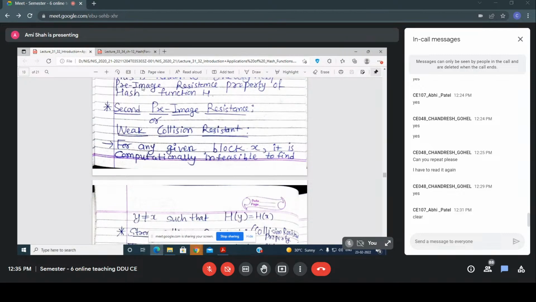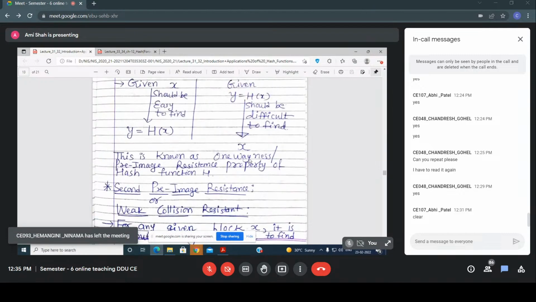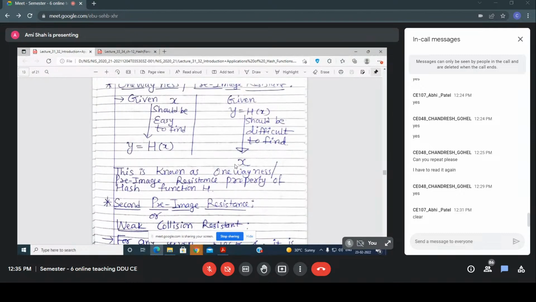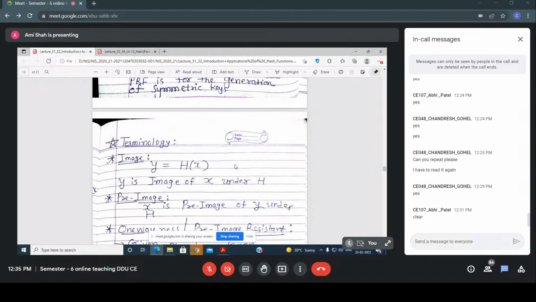First I'm talking about the pre-image. Again, I repeat everyone, the first pre-image resistance says that this property protects against an attacker who only has a hash value and is trying to find the input. All these are the requirements of a cryptographic hash function. You can say that the following are the terminology.